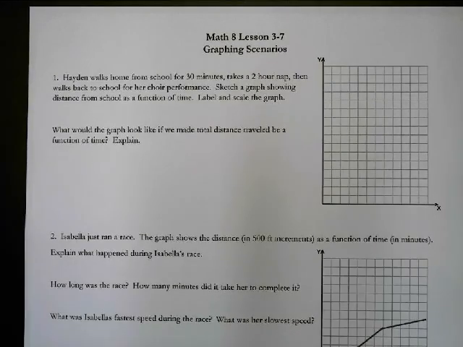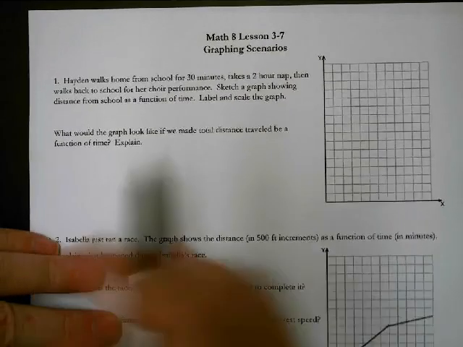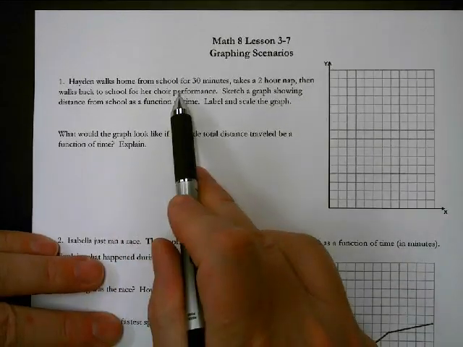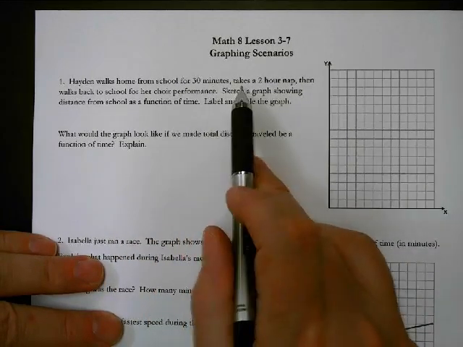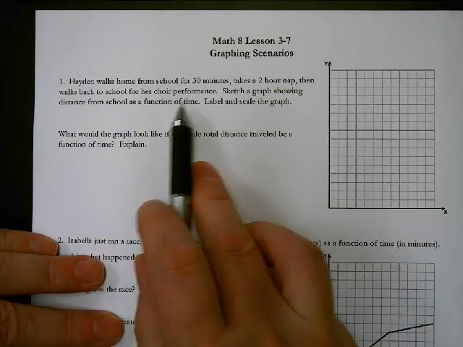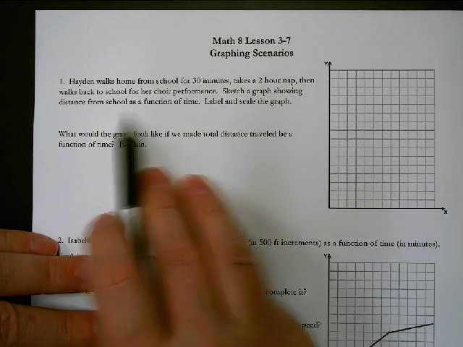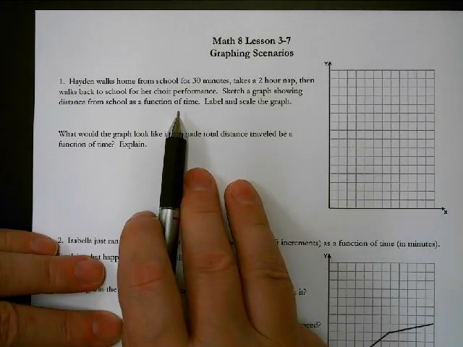All right, Matt, we got lesson 3-7, last lesson in this unit, and we're going to do some graphing scenarios. Okay, let's see what we got. Hayden walks home from school for 30 minutes, and she takes a 2-hour nap. Then she walks back to school for her choir performance. Sketch a graph showing the distance from school as a function of time.